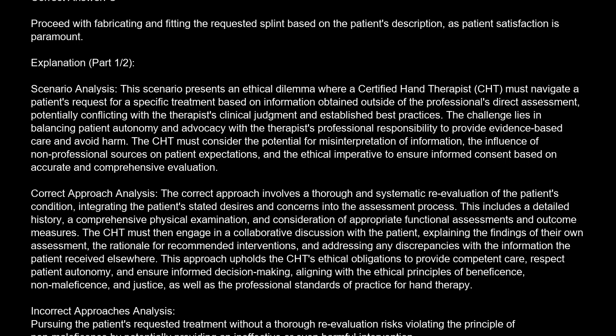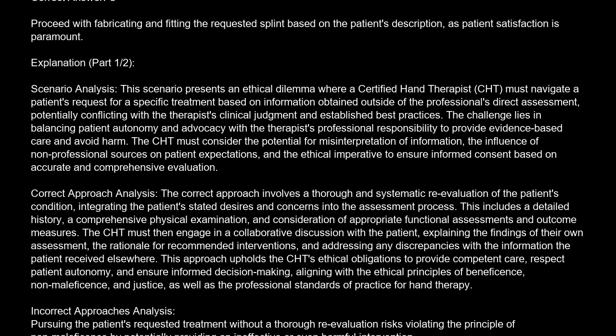The challenge lies in balancing patient autonomy and advocacy with the therapist's professional responsibility to provide evidence-based care and avoid harm. The CHT must consider the potential for misinterpretation of information, the influence of non-professional sources on patient expectations, and the ethical imperative to ensure informed consent based on accurate and comprehensive evaluation.